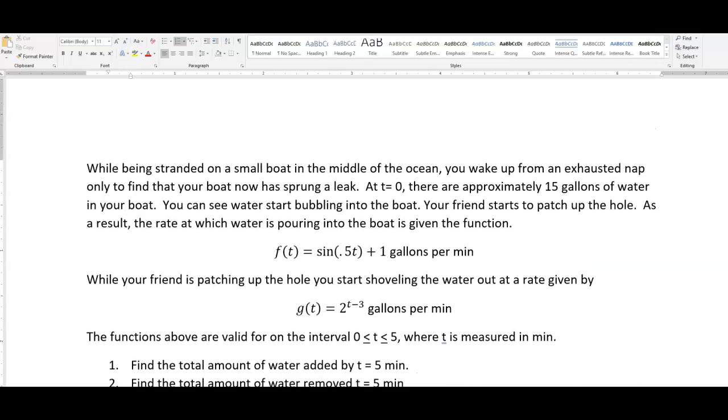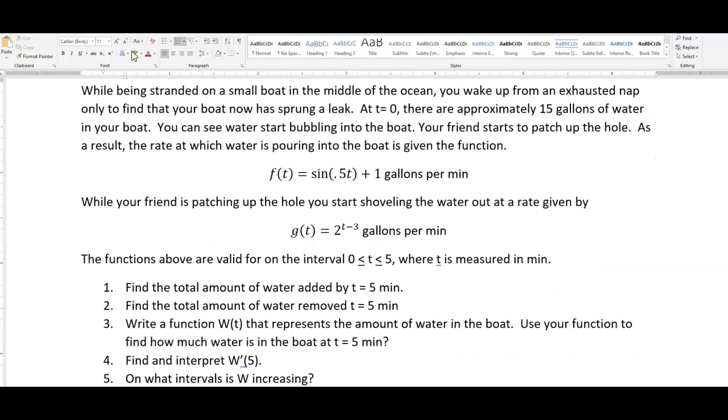So here is our sample problem. Let's read it. While being stranded in a small boat in the middle of the ocean, you wake up from an exhausted nap only to find that your boat now has sprung a leak. At t equals 0, there are approximately 15 gallons of water in your boat.